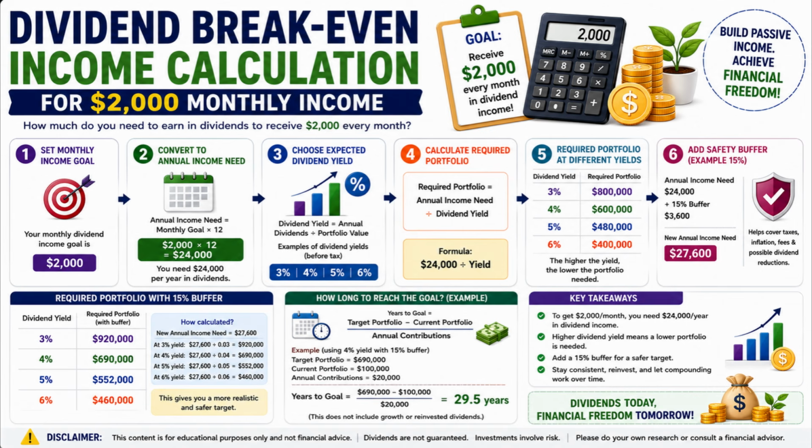So, the key takeaway is simple. To get $2,000 per month, you need $24,000 per year in dividend income. A higher dividend yield can reduce the required portfolio, but realistic yield assumptions are safer. Adding a 15% buffer can also make the target more practical for real life. Finally, stay consistent, reinvest when possible, and let compounding work over time.